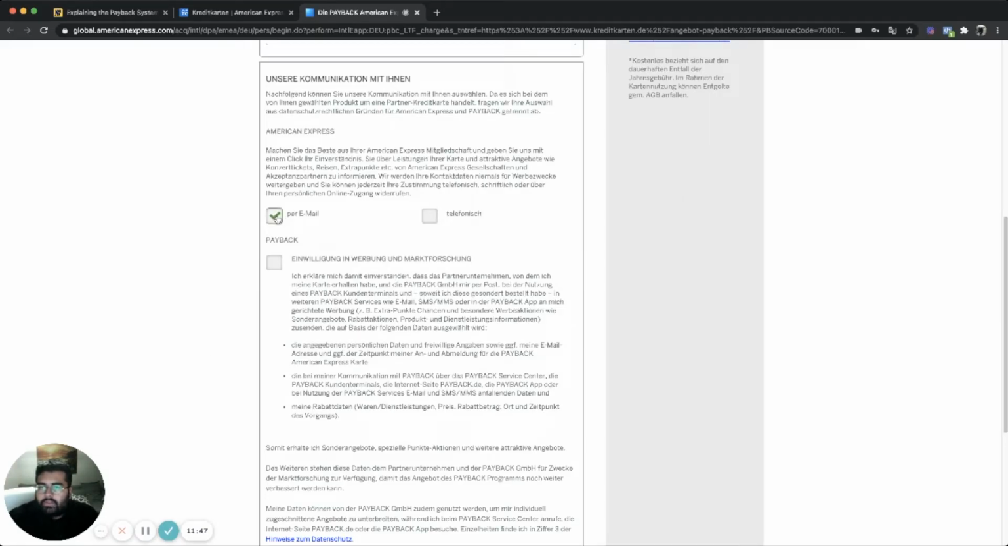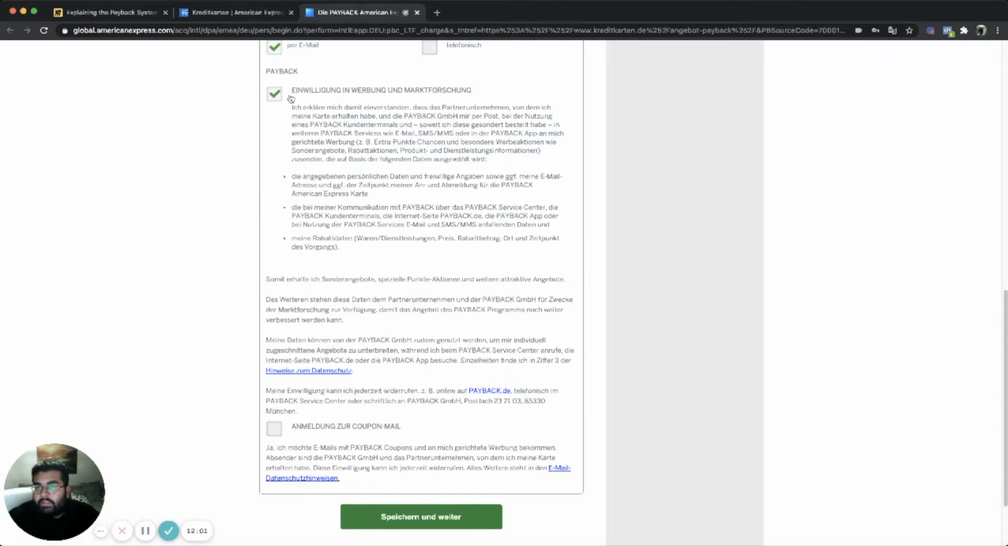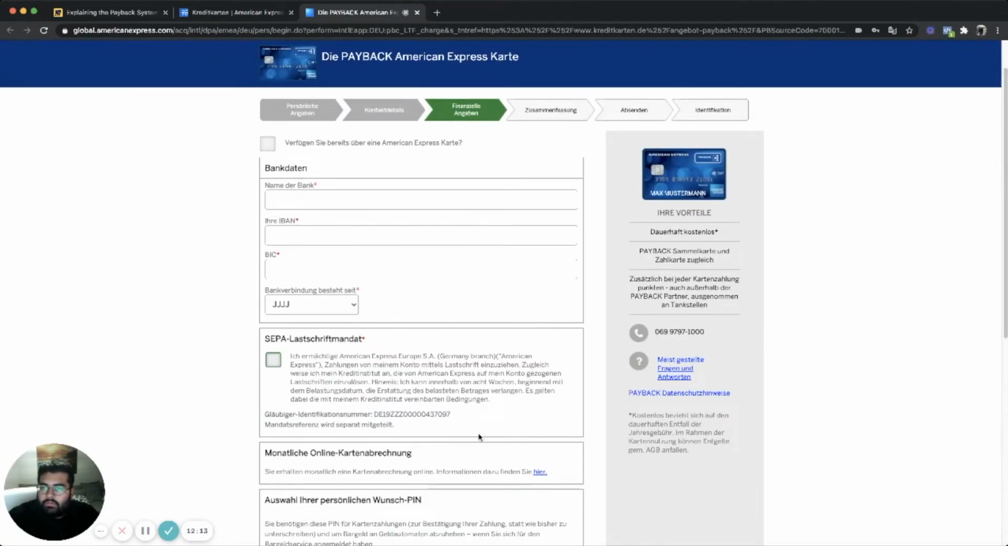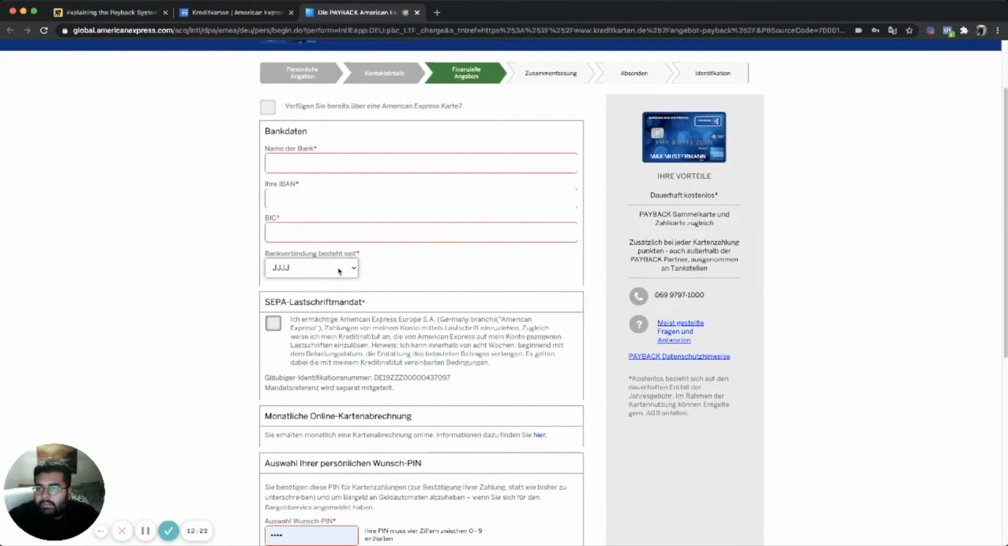Then you can ask them to send you stuff via email. Then you have to accept the advertisement and the market research. And then if you want to have any kind of coupon mails and stuff sent to your post, then you can also click here. Otherwise, you can just click Speichern und weiter. Then you have to put the bank details inside. So this could be something, and then your IBAN and stuff, your BIC, since when you're having your bank account.